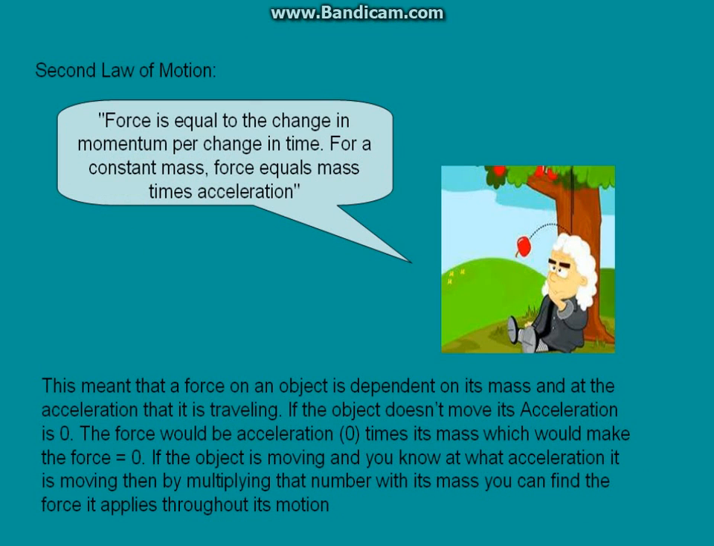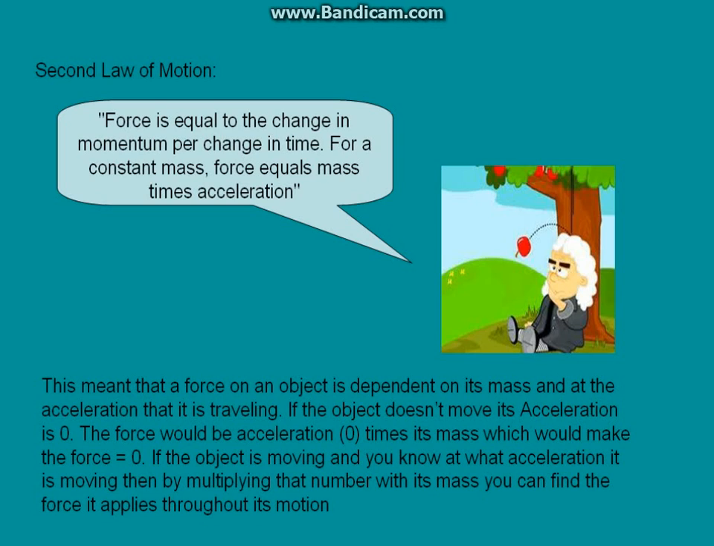Newton's second law. Force is equal to change in momentum per change in time. For a constant mass, force equals mass times acceleration. This means that the force on an object depends on its mass and the acceleration at which it is traveling. For example, if the object doesn't move, its acceleration is 0.